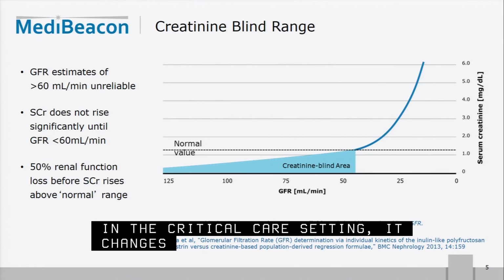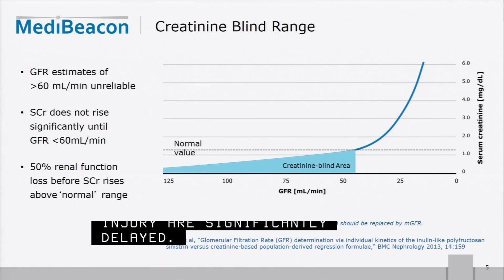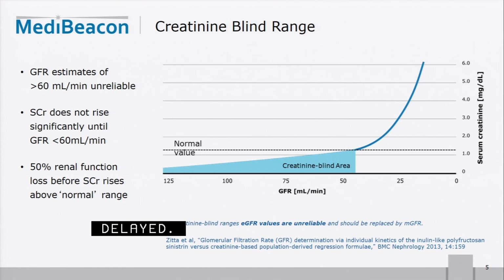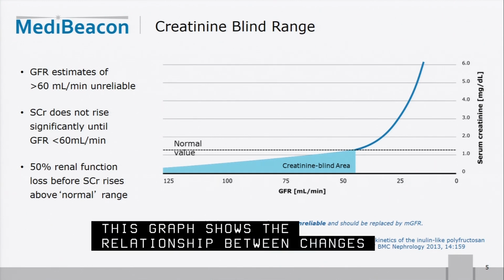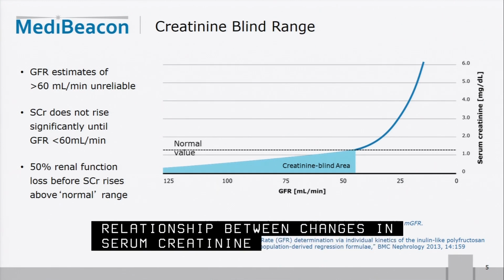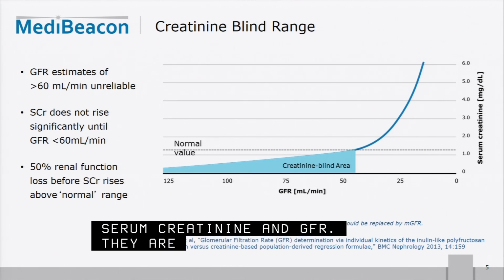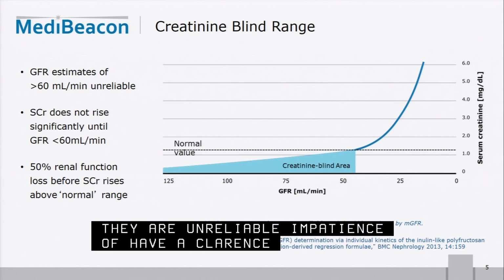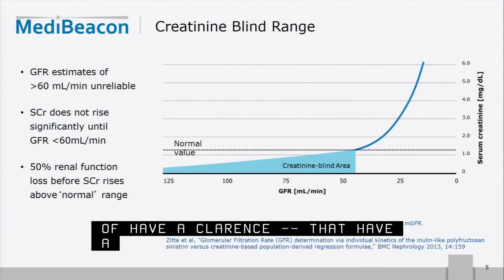This graph shows the relationship between changes in serum creatinine and GFR. GFR estimates using serum creatinine are unreliable in patients who have a clearance of greater than 60 mL per minute or above CKD stage 3. As you can see from this graph, serum creatinine does not rise significantly until the GFR is less than 60 mL per minute. And 50% of kidney function loss has to occur before we see a serum creatinine rise.